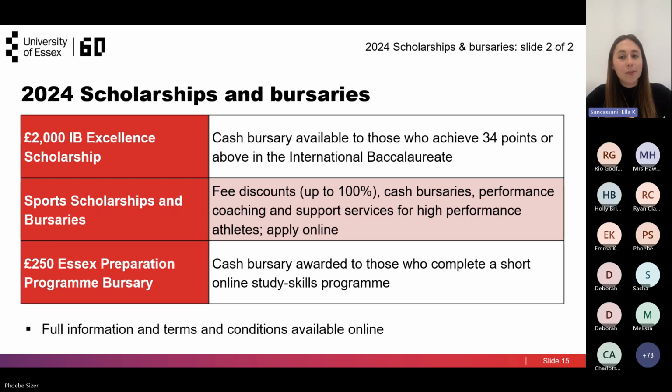But like I said, these scholarships and bursaries are offered by many universities, but they all look very different. So it is worth doing some research on what is available to your young person, what they might be able to apply for, and what might be automatically assigned to them, and seeing what might be involved in the process of being awarded those as well. These are just a few that we have at Essex, but it's really worth looking into the other ones that are offered from your university choices.